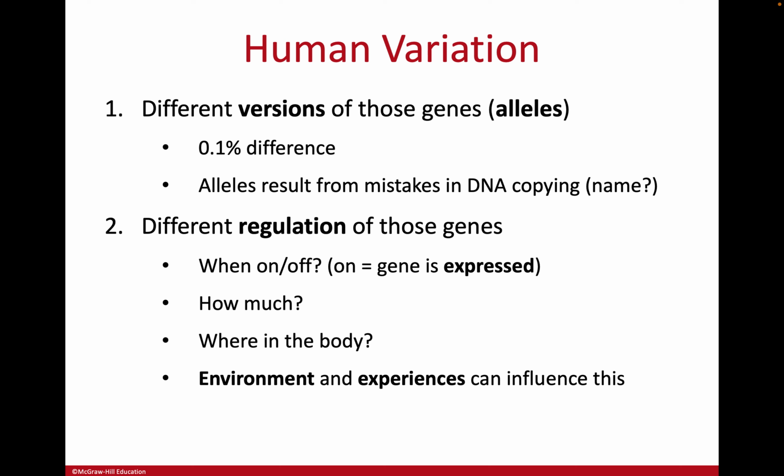The second thing is not just differences in the genes themselves, but differences in the regulation of genes. So we're looking at, is the gene on or off? On means that it is expressed, meaning that the gene is being read to make some product that does something. How much is the gene turned on or off? Where is the gene on or off? And that's one of those things that makes our cells different in different body parts. And then also your environment and experiences can influence this. So the environment can increase or decrease gene expression, even without changing the genes themselves.